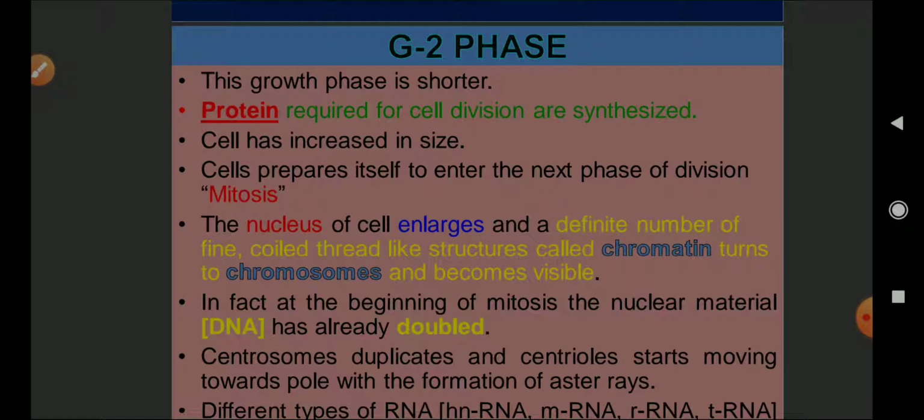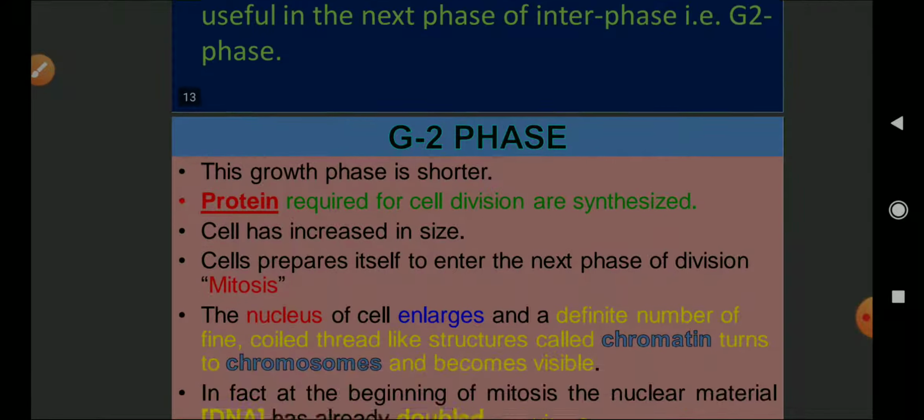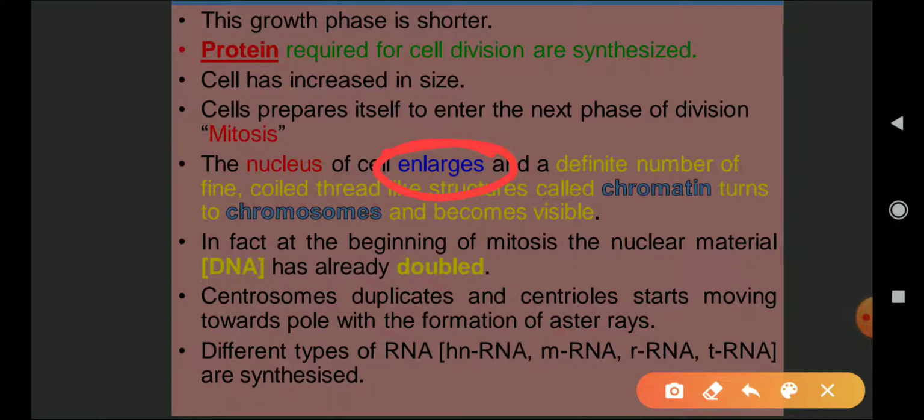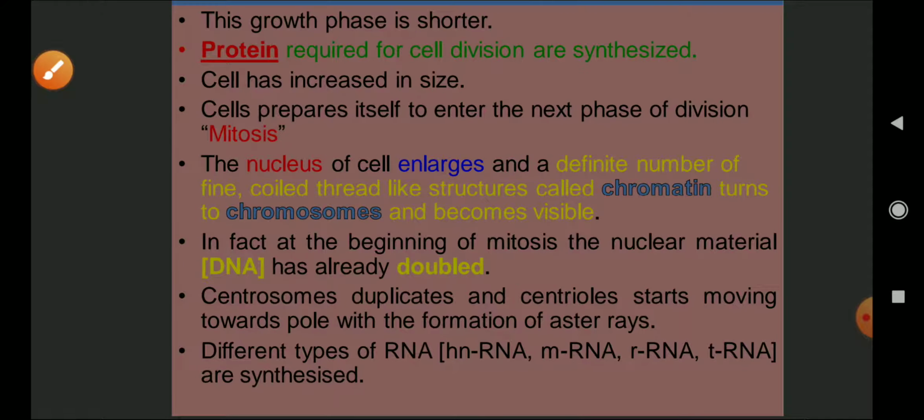So it is sure that the cell which has entered into S phase is definitely going to enter into G2 phase. G2 phase is shorter. Proteins required for the cell division are synthesized here. Cell has increased size. Cell prepares itself to enter the next cell division. Here the nucleus enlarges. Definite number of chromatin and chromosomes are becoming visible. Right? DNA material, nuclear material, DNA is becoming double. So these are the things that you have to mention for the G2 phase.